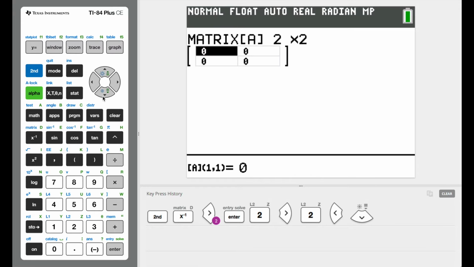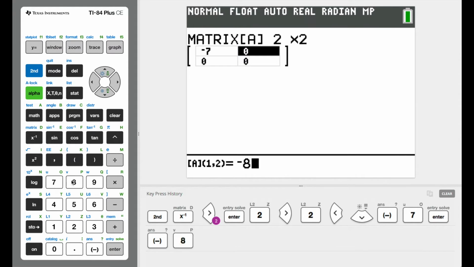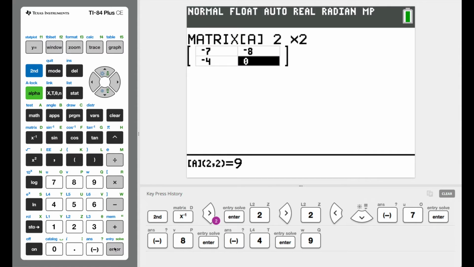Okay, there we go. So the 2 by 2 is negative 7, enter, negative 8, enter, negative 4, enter, 9, enter. Okay, so just double check that your coefficient matrix is all set.